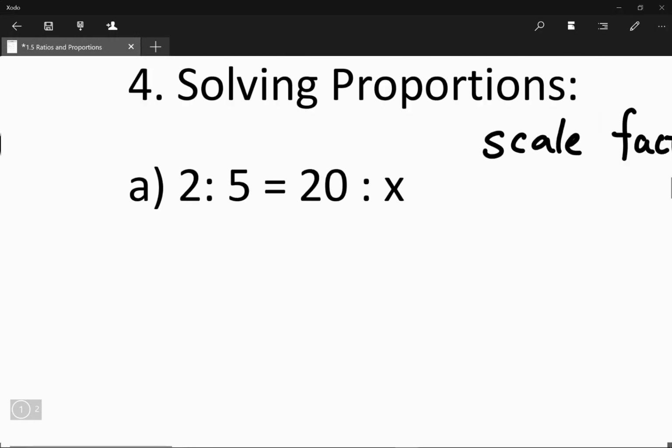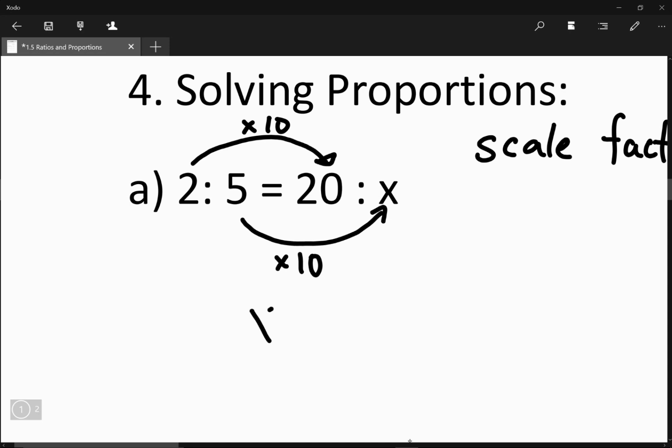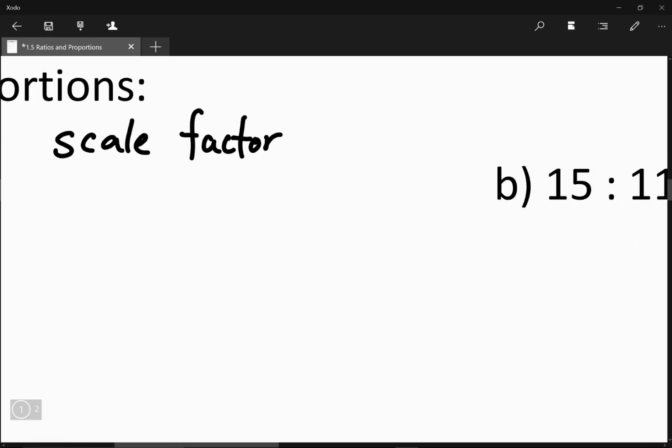What about here? Well, you have to look at what number would you multiply to get to 20, and that number would be 2 times 10. Okay, that would get me to 20. So the same scale factor would be applied to the other number in the ratio. So 5 times 10 would give me my value for x. So x is going to equal 50.